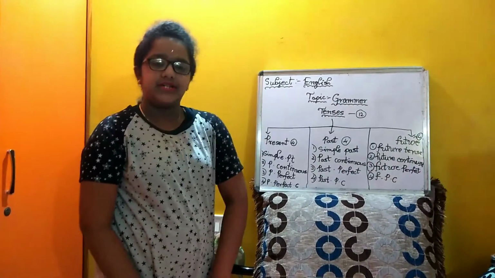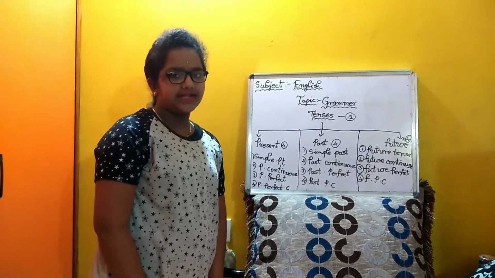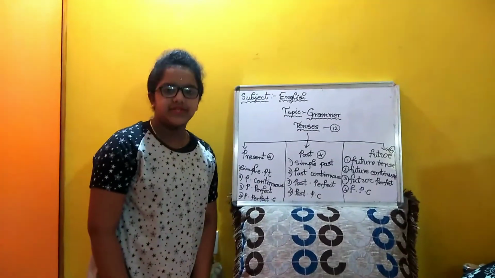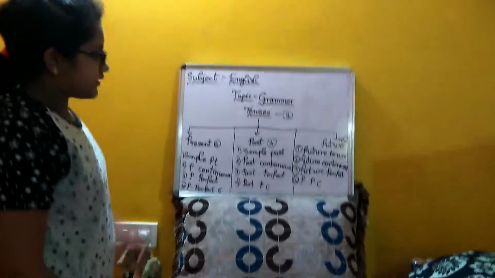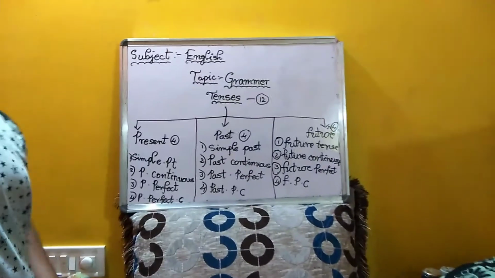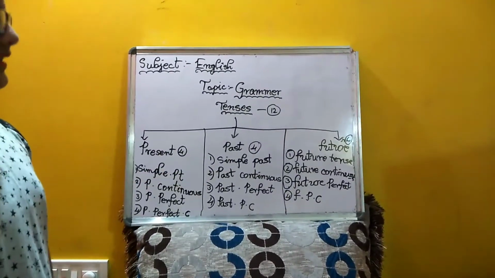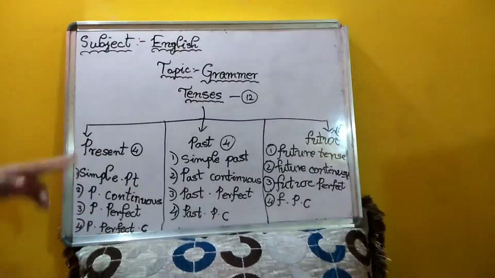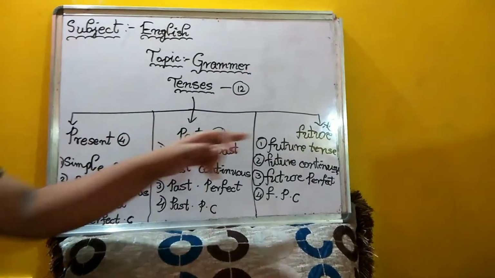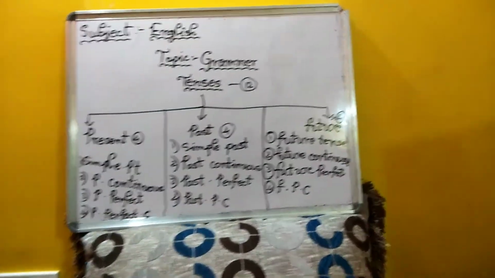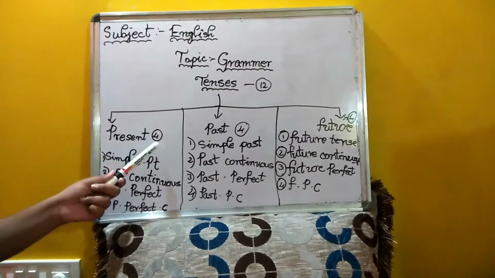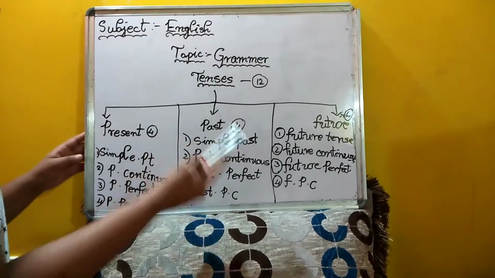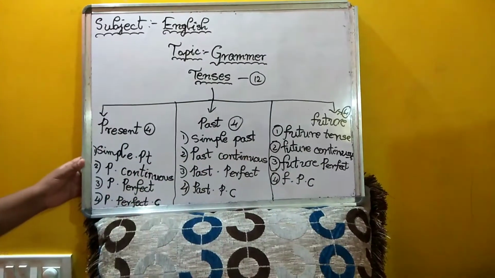Today we are going to discuss the grammar part in English. So let's get started with the topic. Our topic is grammar and tenses. There are 12 tenses in English. The major three tenses are present tense, past tense and future tense. In present tense, there are 4 tenses, and past 4, future 4.